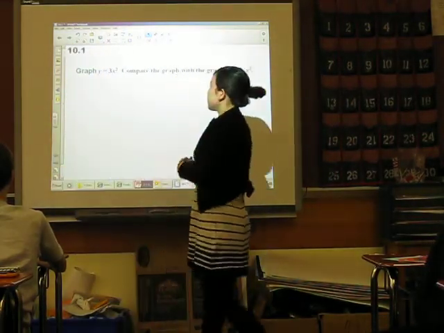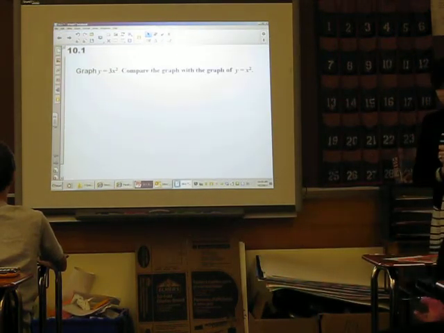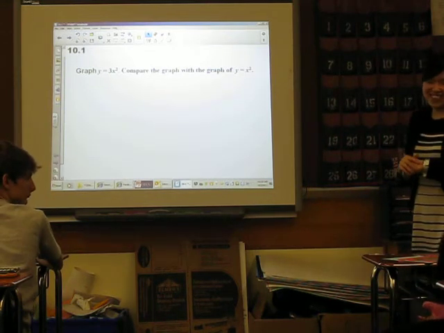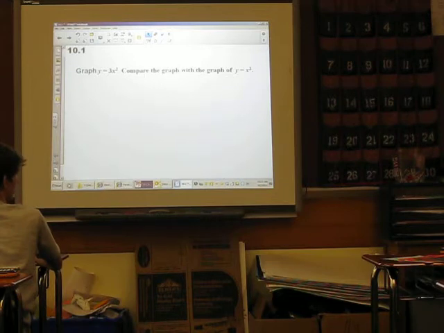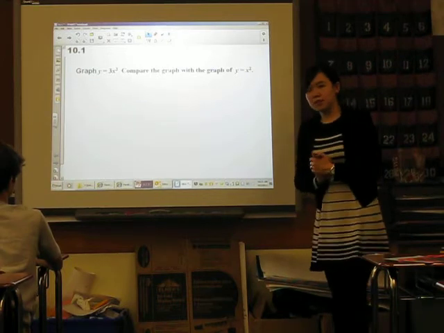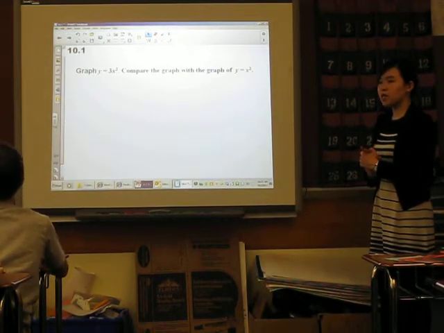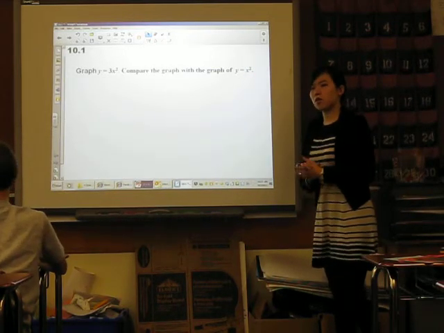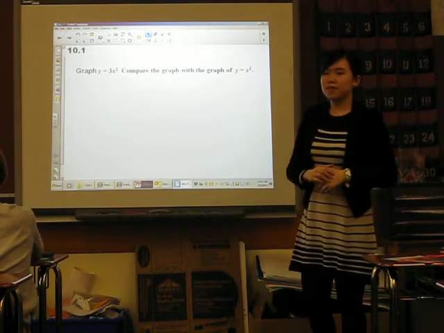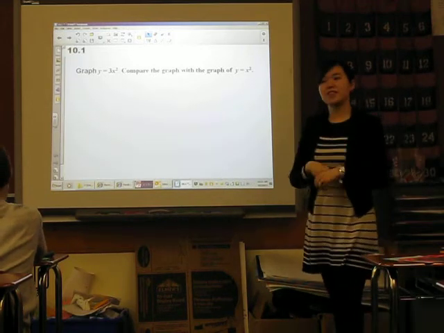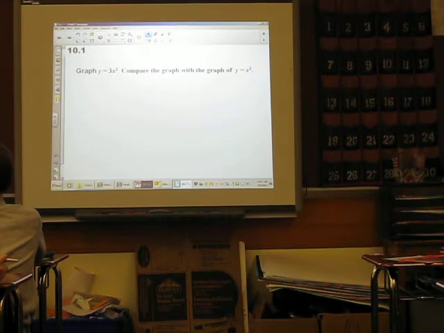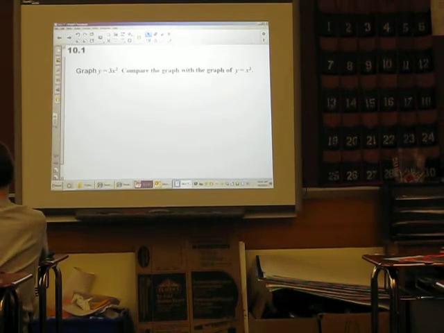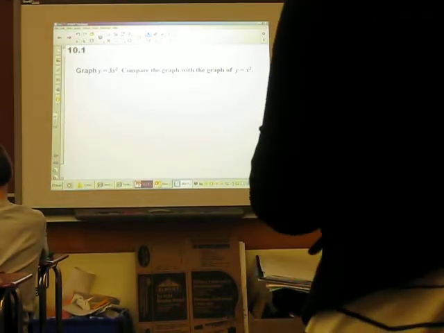Okay, what about y equals 3x squared? Let's draw that. Since we're going to compare to y equals x squared, don't erase that one. That one is the basic quadratic. I erased that a long time ago, but it's not that hard to re-graph.